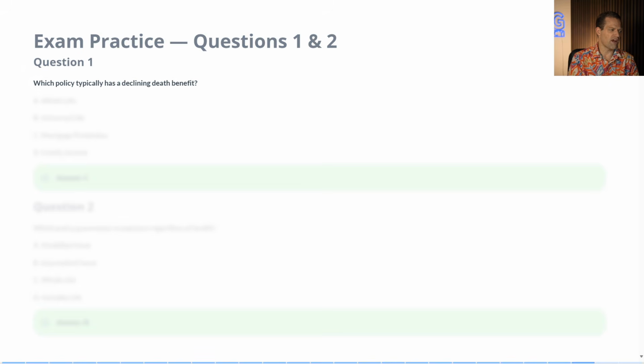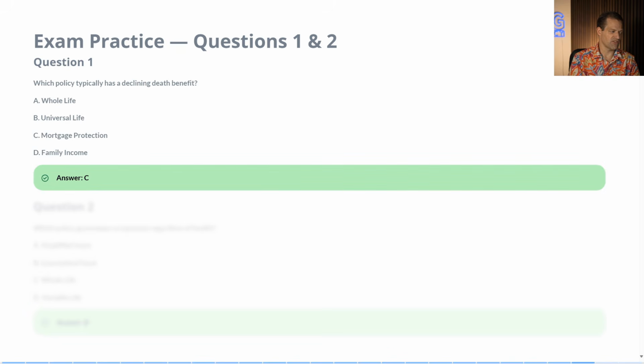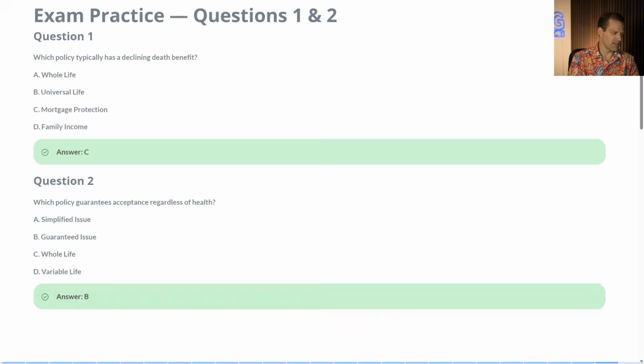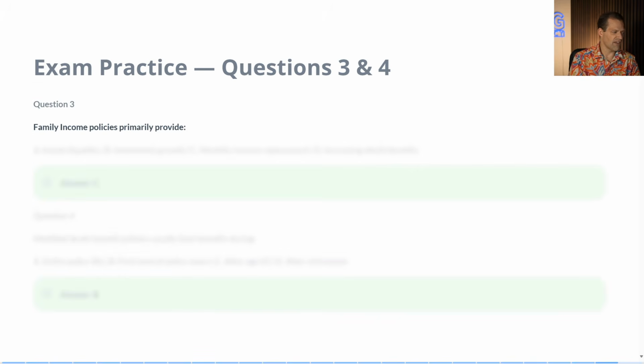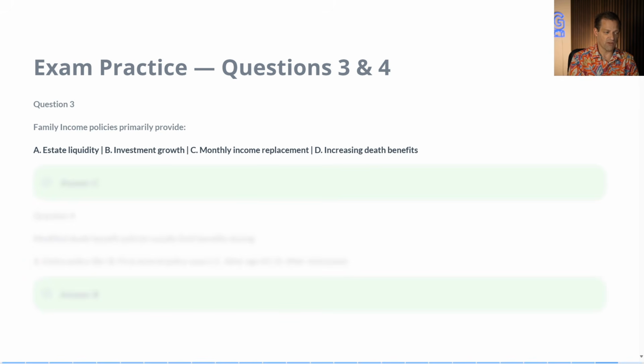So some real quick questions here. Which policy typically has a declining death benefit? The answer is C, mortgage protection. The others don't. Question 2, which policy guarantees acceptance regardless of health? That's guaranteed issue because it's guaranteed acceptance. Answer B. Question 3, family income policies predominantly provide estate liquidity, investment growth, monthly income replacement, or increasing death benefits? Remember, family income policies mean monthly income replacement.